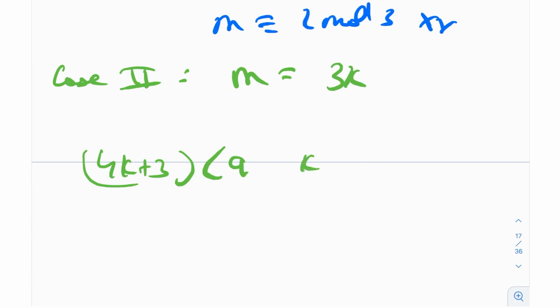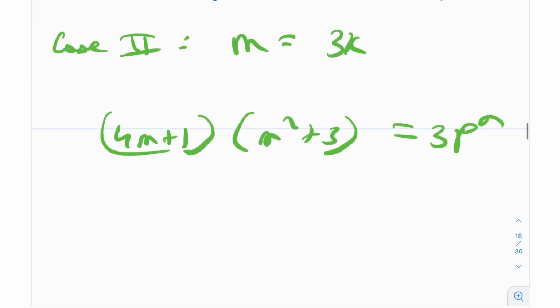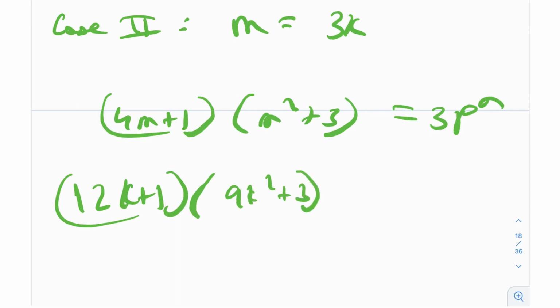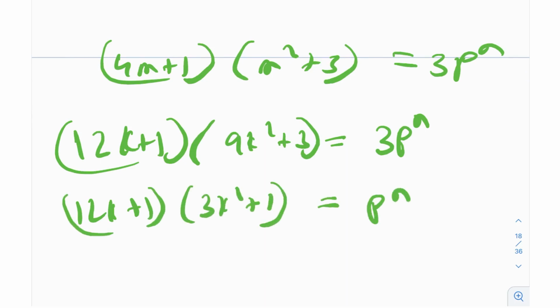Okay, great. So yeah, for this case, we have m is equal to 3k, right? And we can just reduce this as 4m plus 1, and m squared plus 3 is equal to 3 times p to the power n. And then you just plug in m is equal to 3k into this, you will get nothing but 12k plus 1 times, just plug in 3k over here to get 9k squared plus 3 is equal to 3 times p to the power n. And again, just divide by 3 on both sides. You will get 3k squared plus 1 is equal to p raised to the power n.